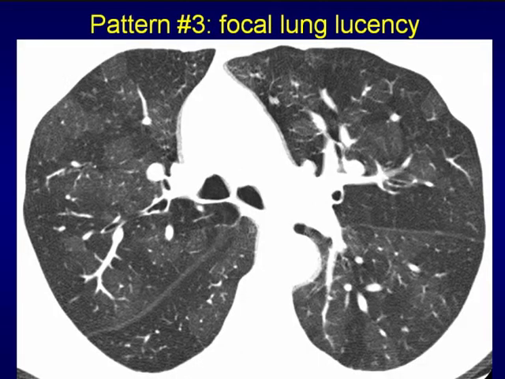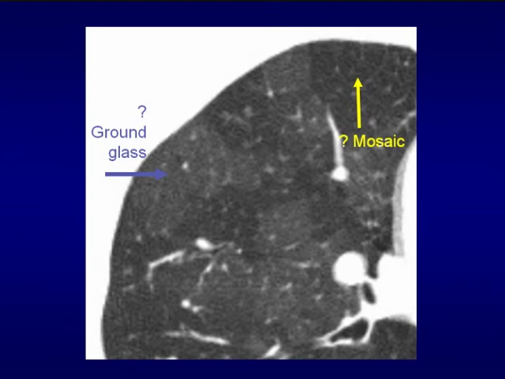Okay, third and final pattern is bronchiolitis with focal lung lucency. You see an example like this. You have heterogeneous lung density, lucent and opaque lung. In this case, I'll tell you the lucent lung is abnormal, but that may not be clear. So the one question would be, how do we differentiate when the lucent lung is abnormal and the pattern is mosaic perfusion, and how do we differentiate when the opaque lung is abnormal and the pattern is ground glass opacity?